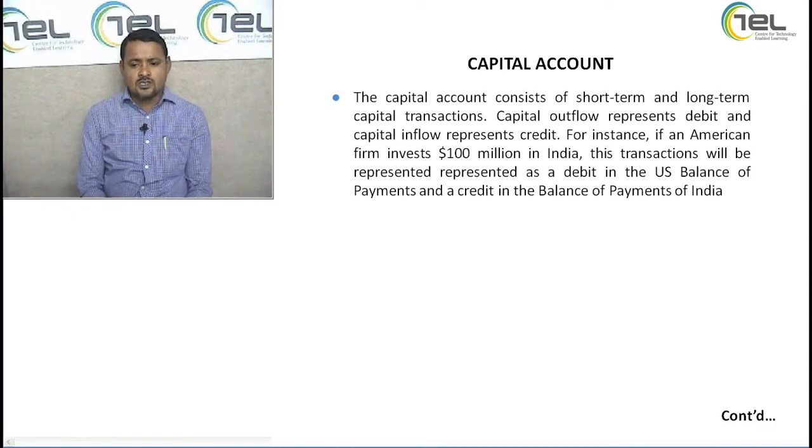The next account that we are going to discuss is capital account. The capital account consists of short-term and long-term capital transactions. Capital outflow represents debit and capital inflow represents credit. For example, if an American firm invests $100 million in India, this transaction will be represented as a debit in the US balance of payment and a credit in the Indian balance of payment.